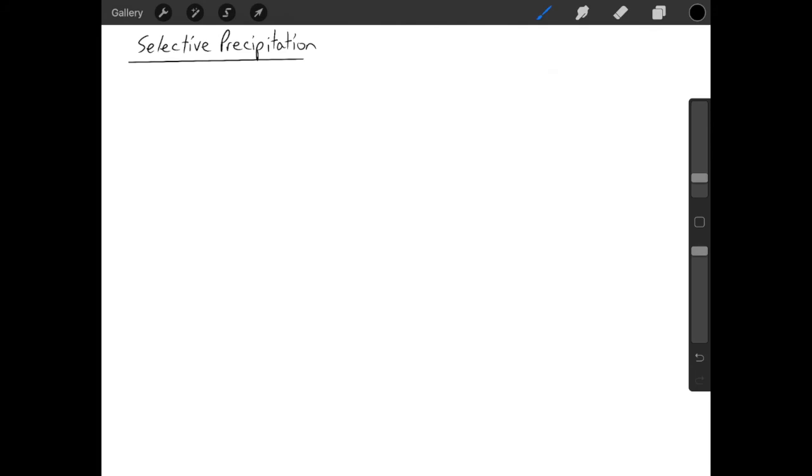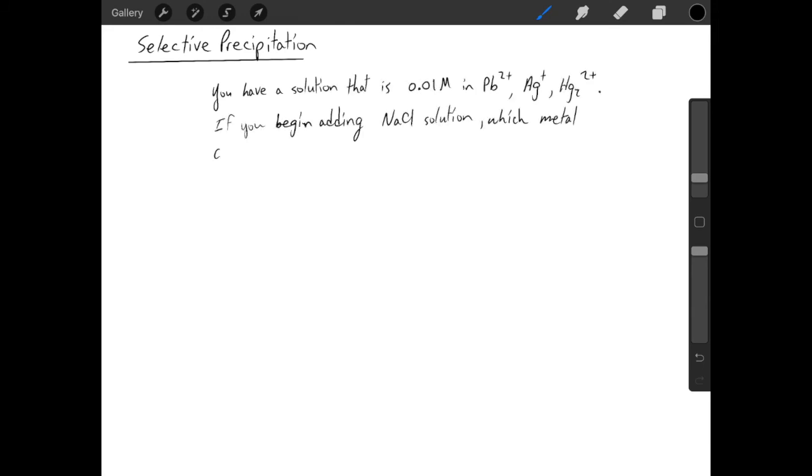We can also ask more interesting, complicated questions like, if you mix two solutions, which one of the solids precipitates first? You can have solutions that have more than one metal ion, and if you add an ion that will cause a precipitate, so in this case, if you add a chloride ion to lead ions, silver ions, and mercury ions, you can make potentially 3 different solids. And we can determine not only which one will precipitate first, but the order in which they will precipitate.